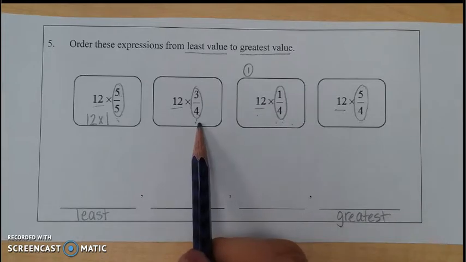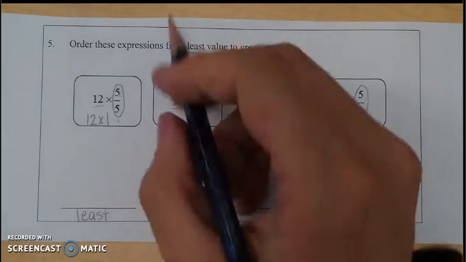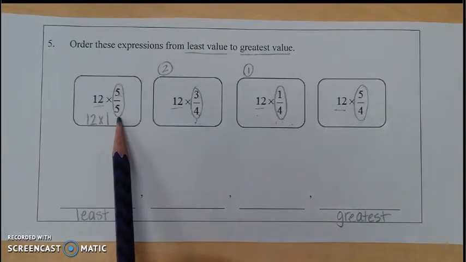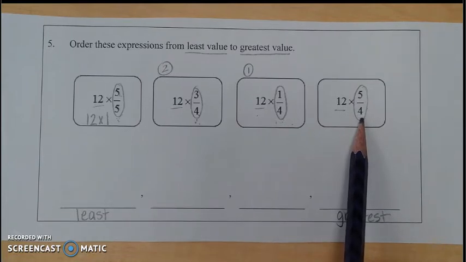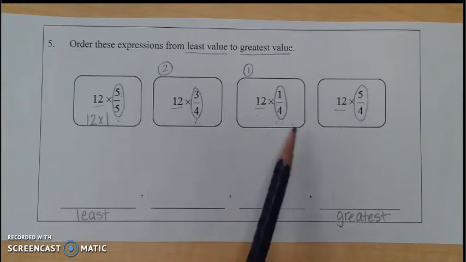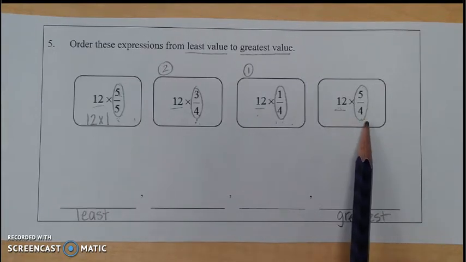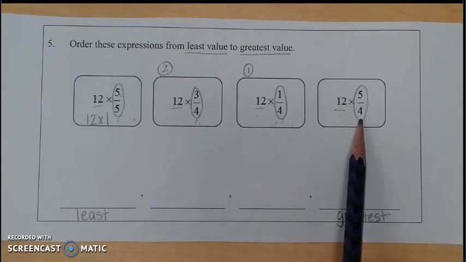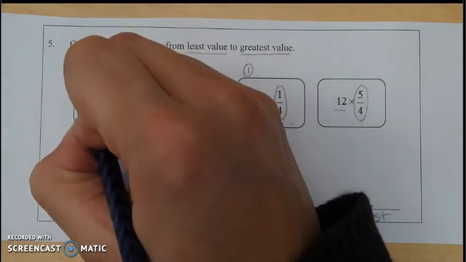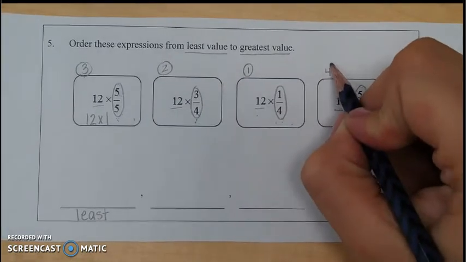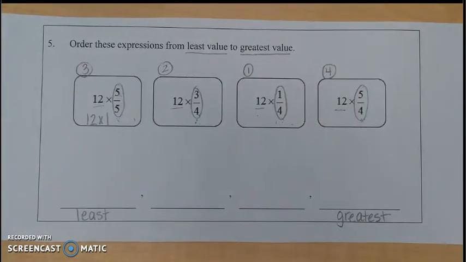So 12 groups of 3/4 is going to be the next smallest. I'll go ahead and put a 2 above that expression. 5/5 is 1 whole, and 5/4 is more than 1 whole. So if I have 12 groups of each of those, I'll have less if I do 12 times 5/5 than I will if I do 12 groups of something that's more than 1. So 12 times 5/5 is going to be the next smallest, and then 12 times 5/4 is the largest.